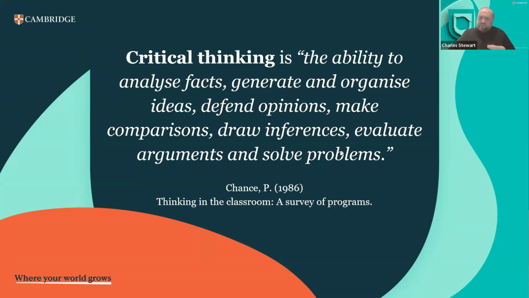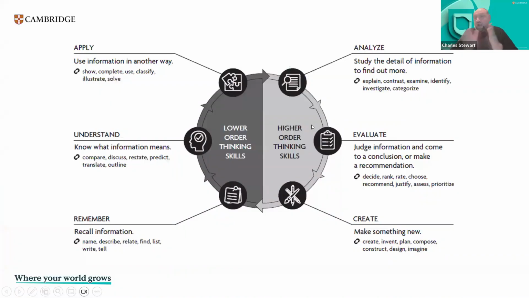And because of this, there are two different branches, so to speak, of critical thinking skills. We have lower order critical thinking skills and higher order critical thinking skills. What I would like for you to do, take 30 seconds, walk through this diagram and read all of the things that are involved in both lower order and higher order critical thinking skills.